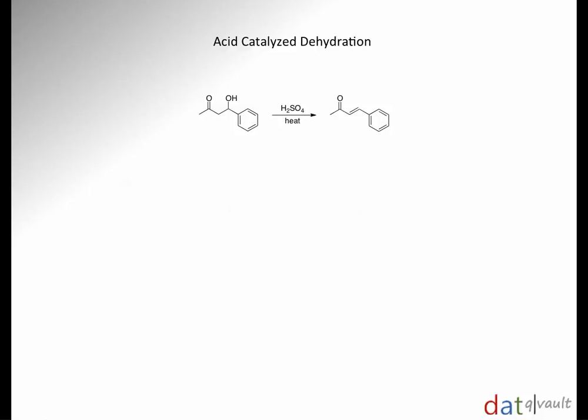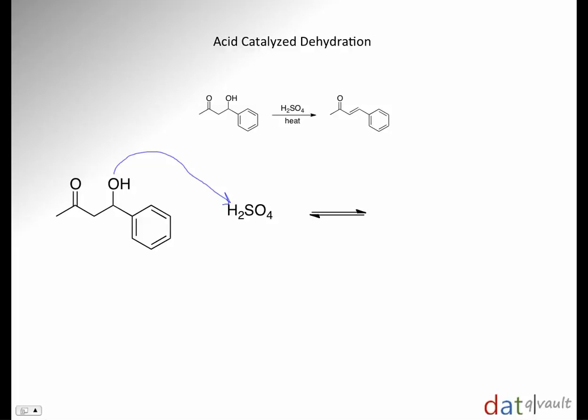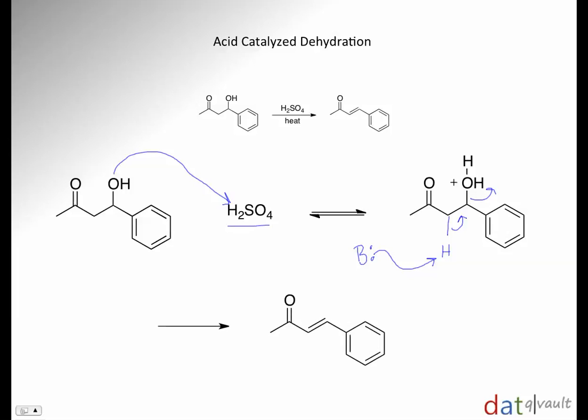This reaction can also be done under acidic conditions. The mechanism for the acidic conditions looks like this. The OH of the alcohol will first be protonated by the acid. Once that happens, we get some kind of a base, probably water or the conjugate base of this acid, that will deprotonate this proton. We'll form our double bond, and then we'll lose water as a byproduct in this reaction, forming again our alpha-beta unsaturated carbonyl.